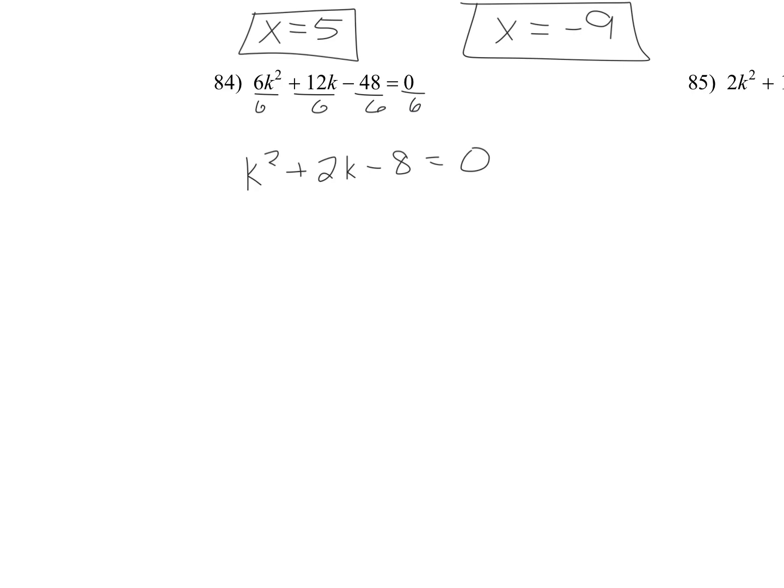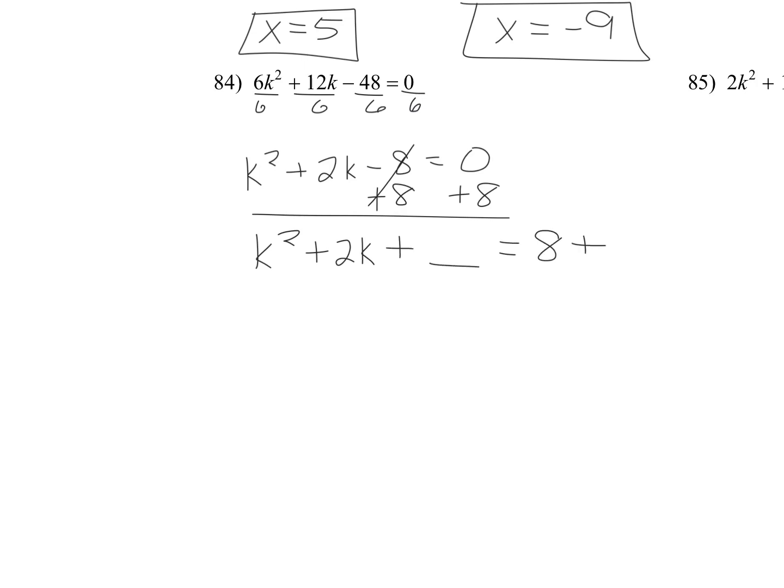Now, again, the directions are going to tell you they want you to complete the square. So if it says we want to complete the square, what do I need to do? Yep, get rid of C so we can get a new C. So I'm going to add 8 on both sides. So we have k squared plus 2k. What do I need to remember to do? Leave spaces. Equals 8. Leave space.